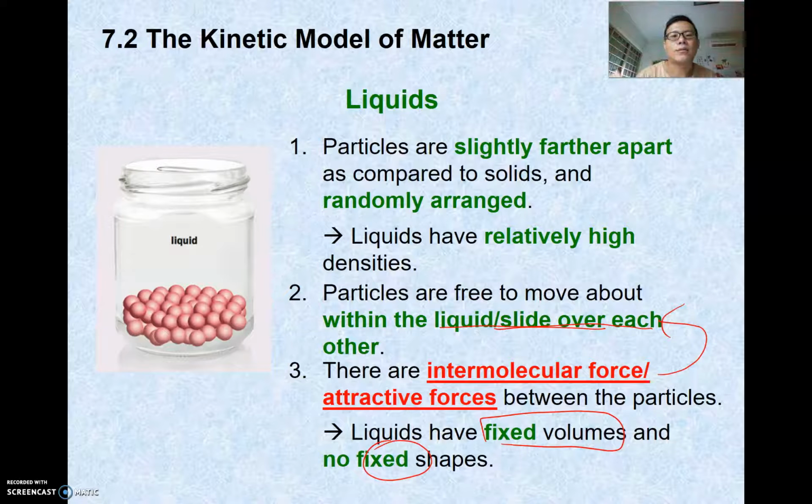Okay, and as a result, the density will be relatively higher, but it's not the highest. The highest will belong to solid. So liquid will be like second tier.